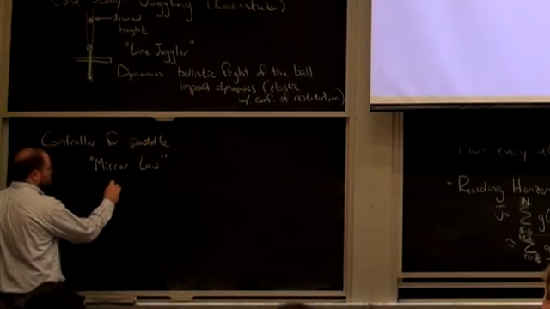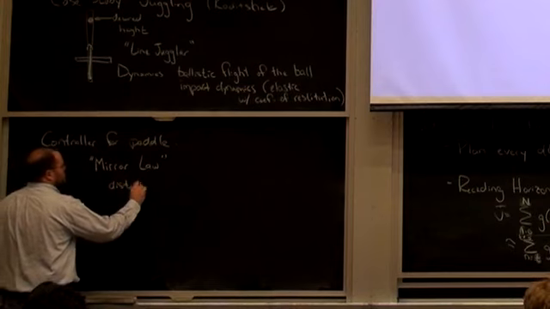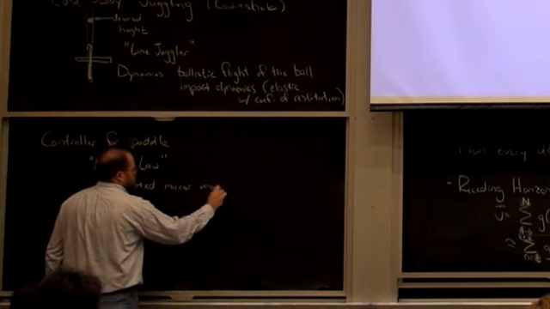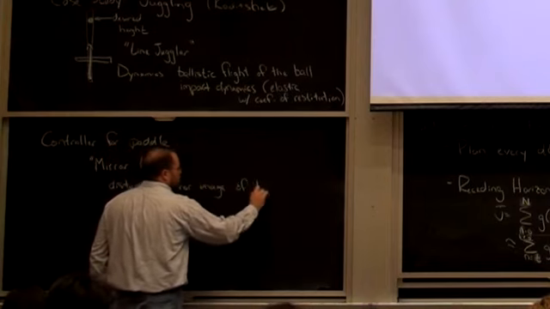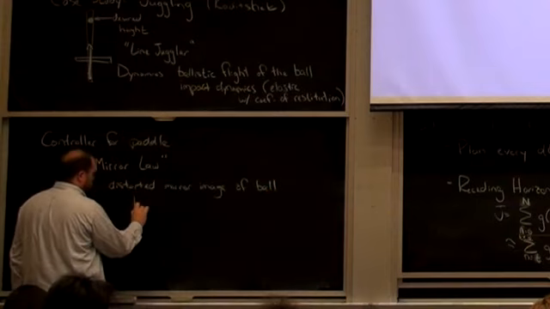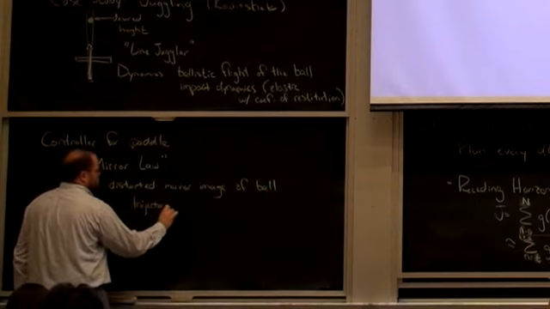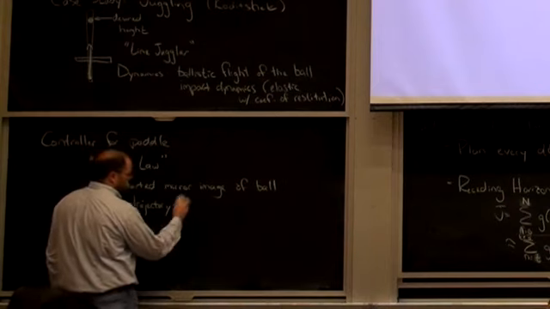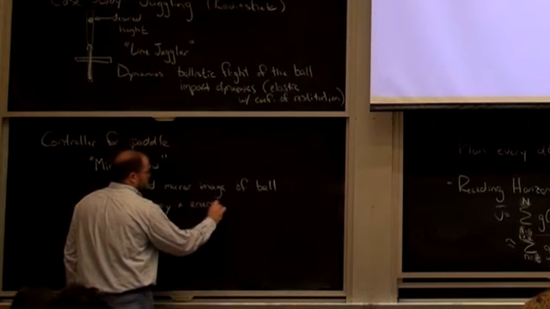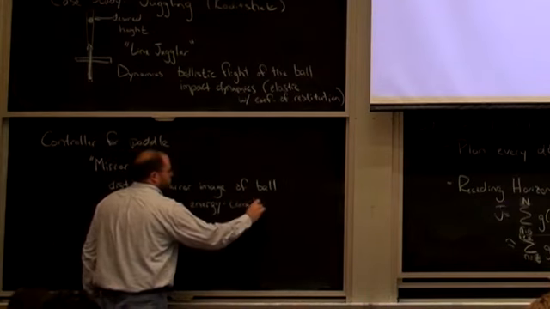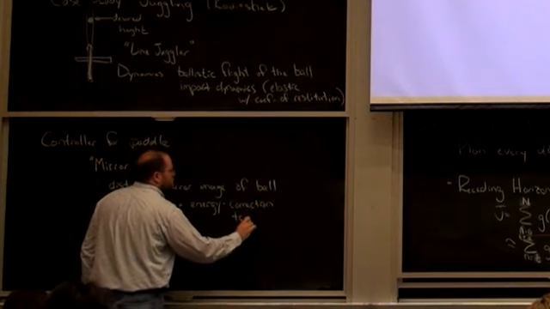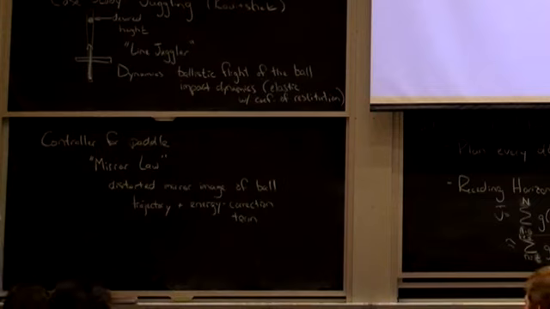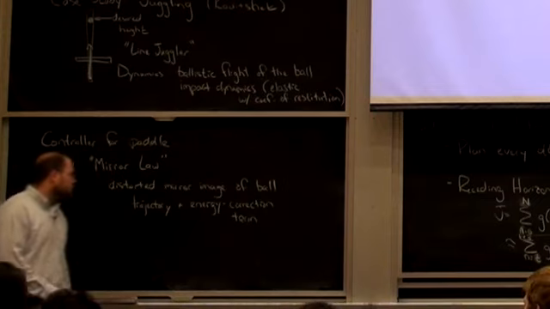So they do a distorted mirror image of the ball trajectory, plus that distortion is scaled by some energy correcting term. It's a beautiful thing. Very, very simple controller.